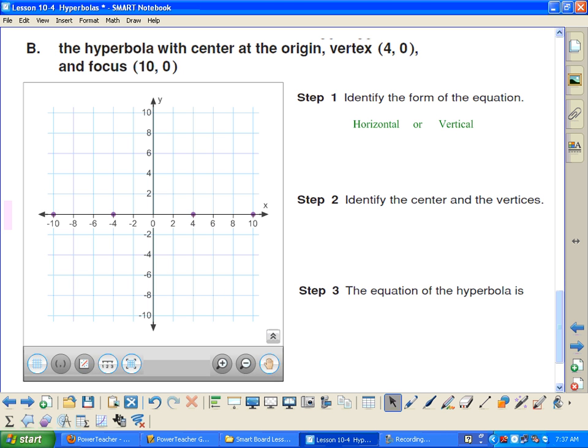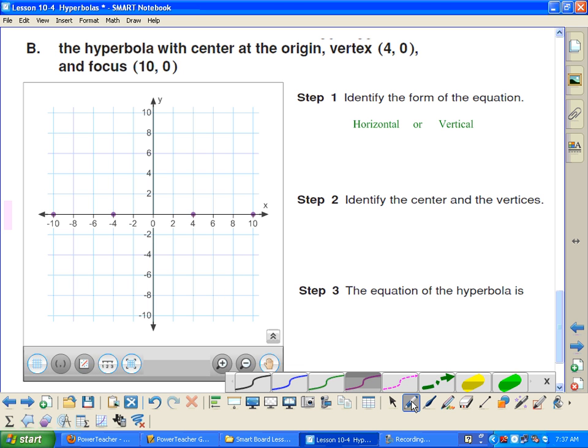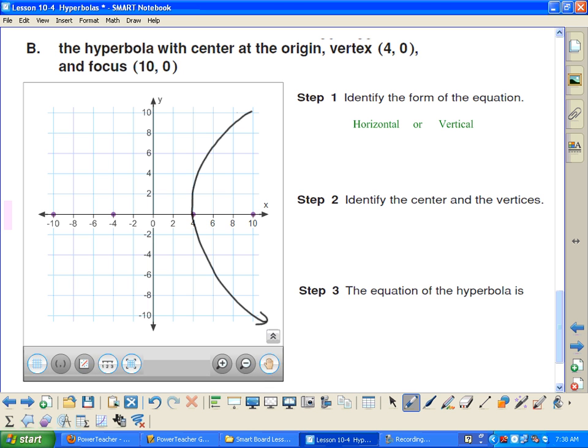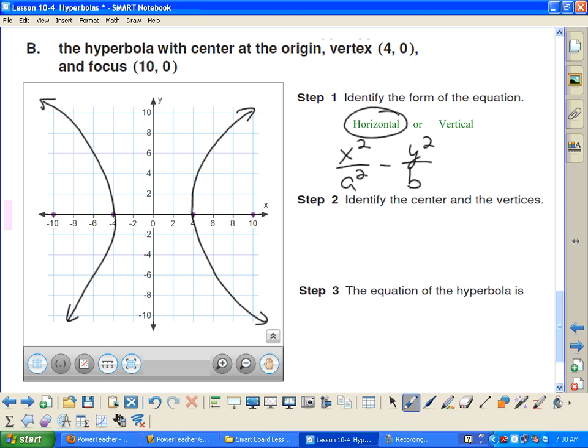Well, when I determine which way this opens then, since the graph is always connecting the vertex, that means that this graph is going to look something like this. I don't know exactly what it is. I'm just going to give it an estimate here, draw it, okay? Which means then it would open horizontally. So once again, I'm going to have x squared over a squared minus y squared over b squared equals 1. And just like in the ellipse, the vertex and the focus tell us something specific. The vertex helps us find the value of a, and the focus helps us find the value of c.